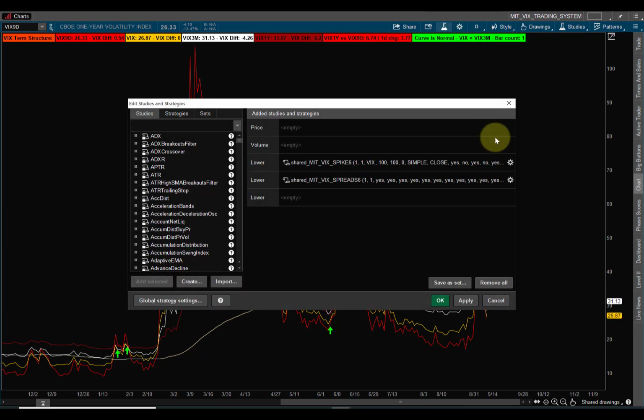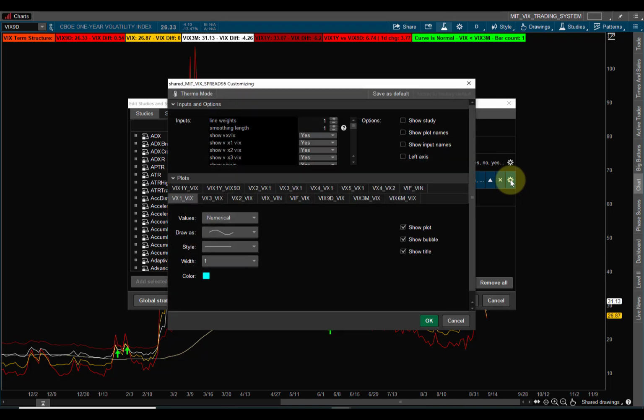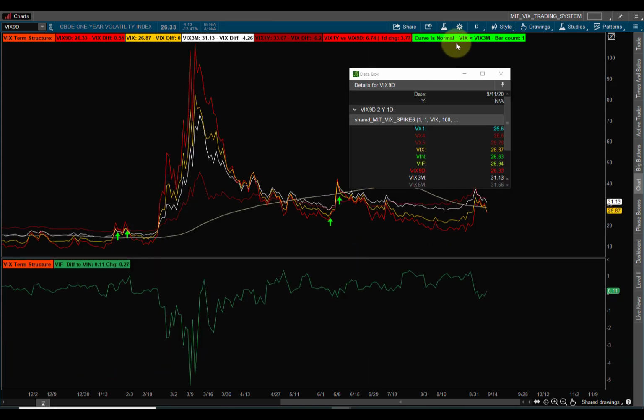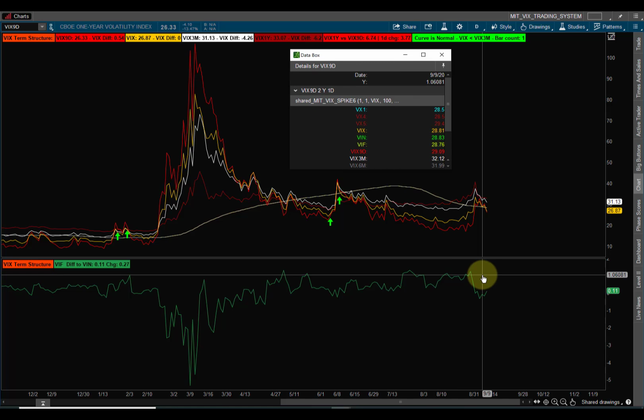If I hit the beaker here, still on the Vix tool, I'm going to show this bottom study. I'm going to take off everything. And all I want to show is VIF-VIN. That's the only thing that I'm going to show. Now here's VIF against VIN. Now what does this tell us?